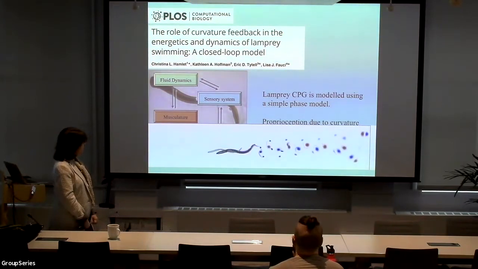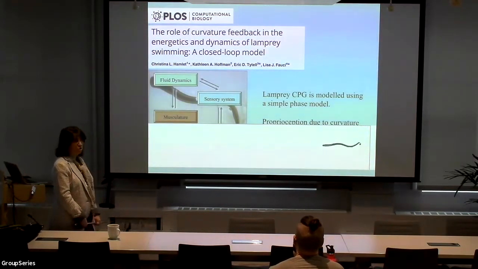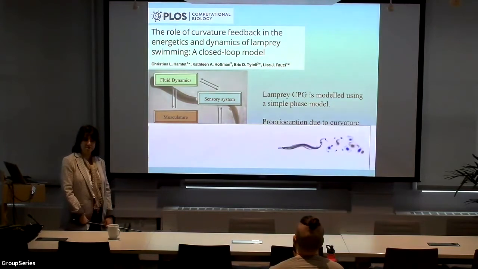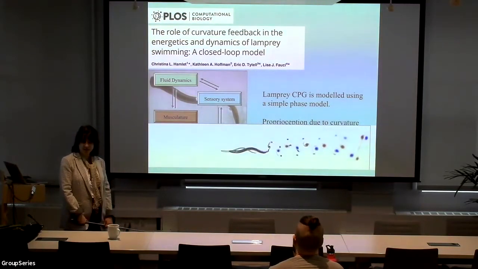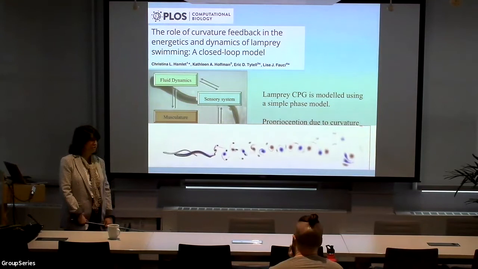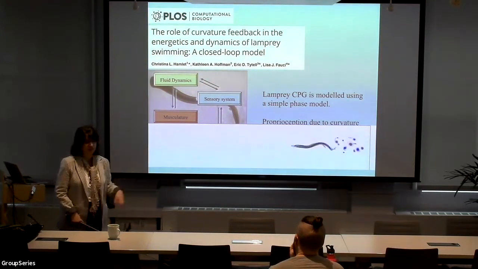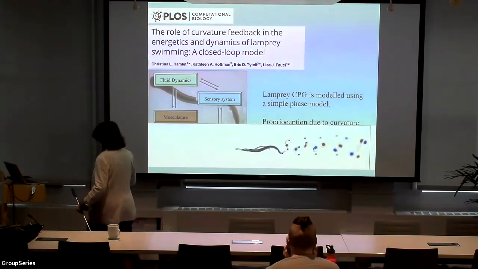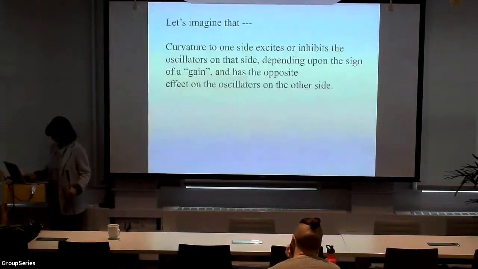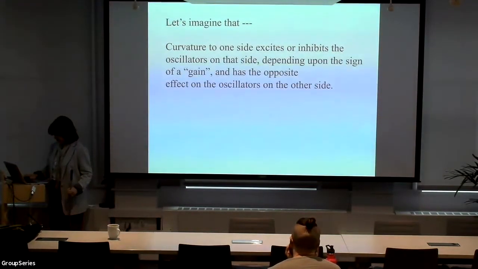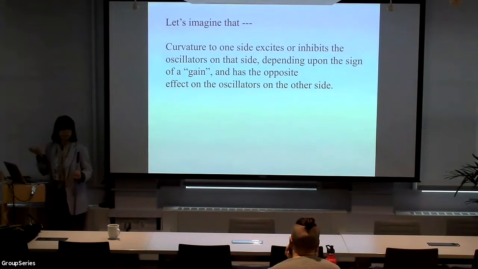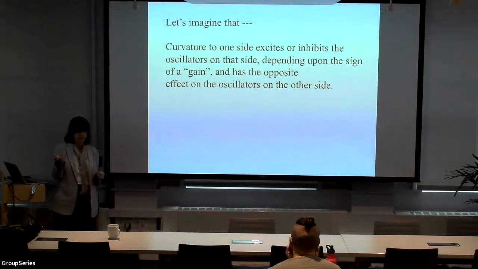The shadow here is the control swimmer without any sensory feedback. And the red and blue swimmer that you see has a particular form of sensory feedback. So let me just give you an example of the kind of things that we can play with here.